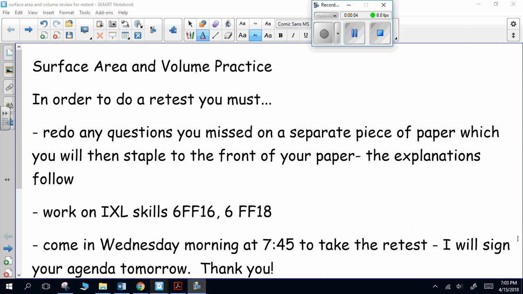Surface area and volume practice. In order to retest on your surface area and volume test, you have to redo any questions you missed on a separate piece of paper. So I've taken each of the questions and put them on a different slide so you can kind of scoot through and see which ones you did.